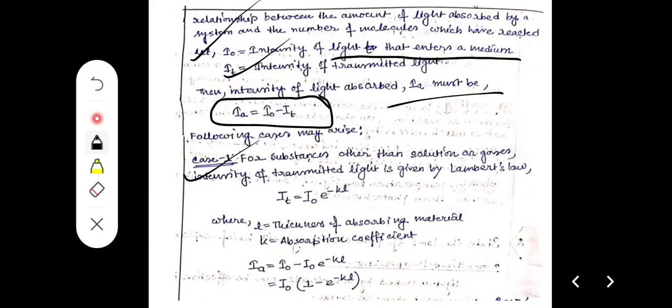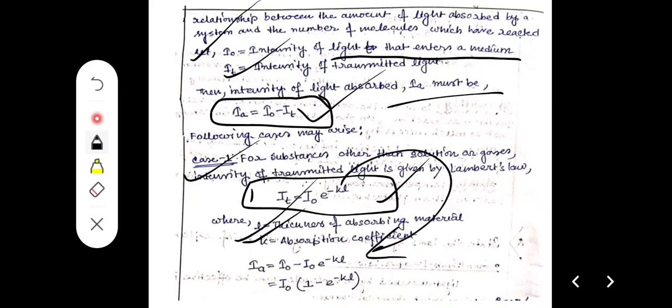First one, for substances other than solution or gaseous, the intensity of transmitted light is given by Lambert's law. That is IT equal to I0 e to the power minus KL. L is the thickness of the absorbing material, K is the absorption coefficient. So IA equal to I0 minus I0 e to the power minus KL. Taking I0 common, we get IA equal to I0 (1 minus e to the power minus KL).